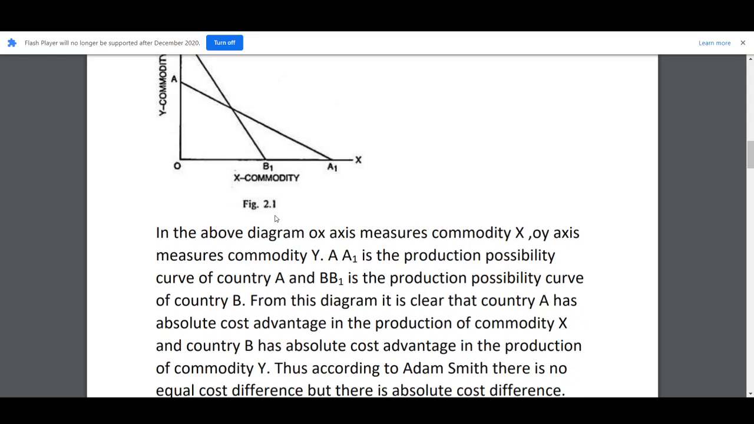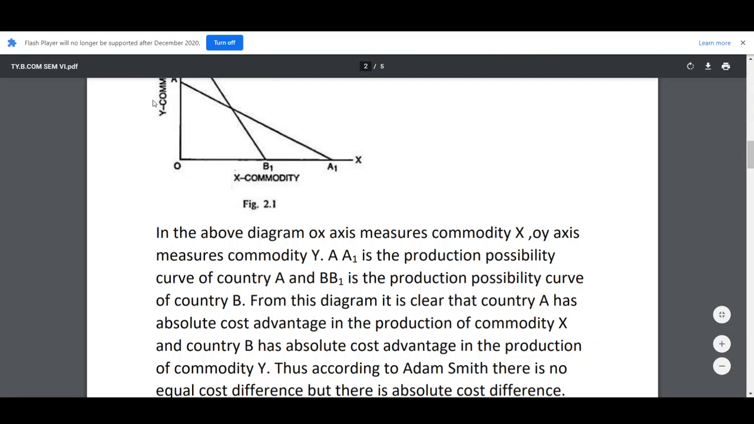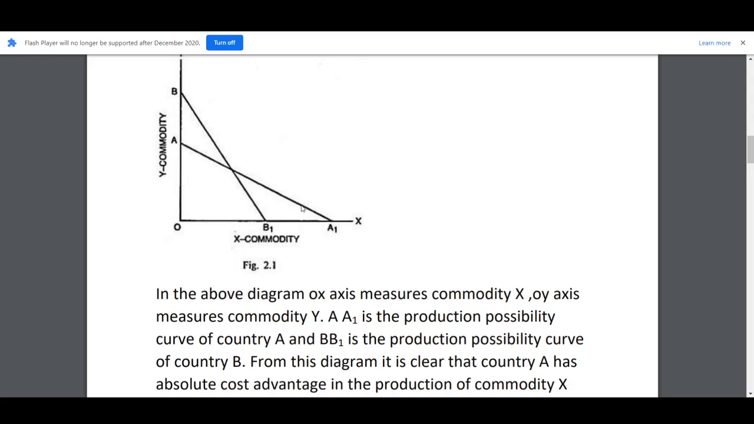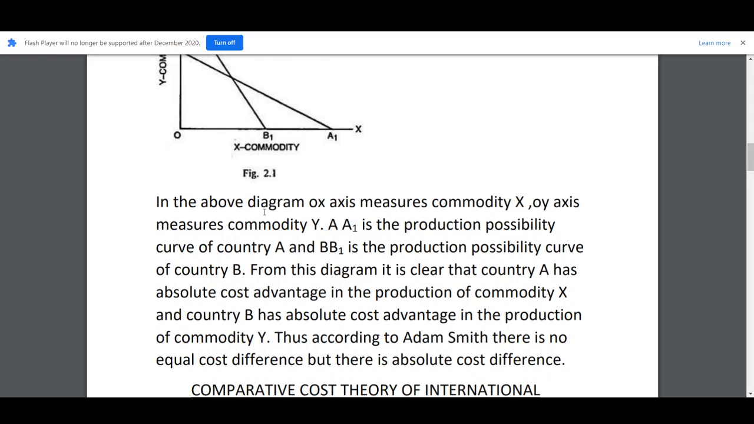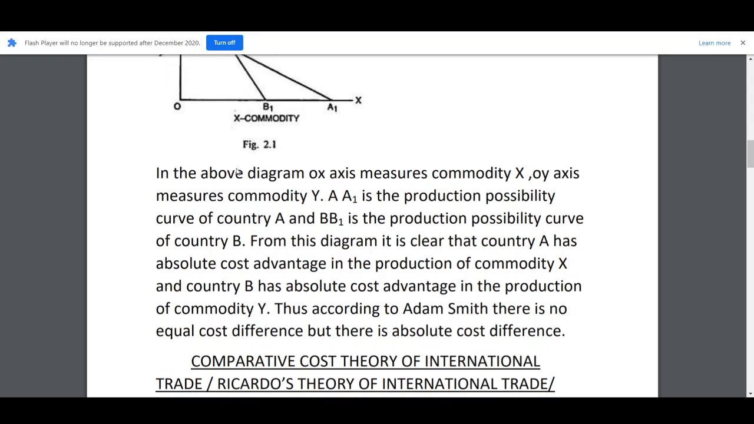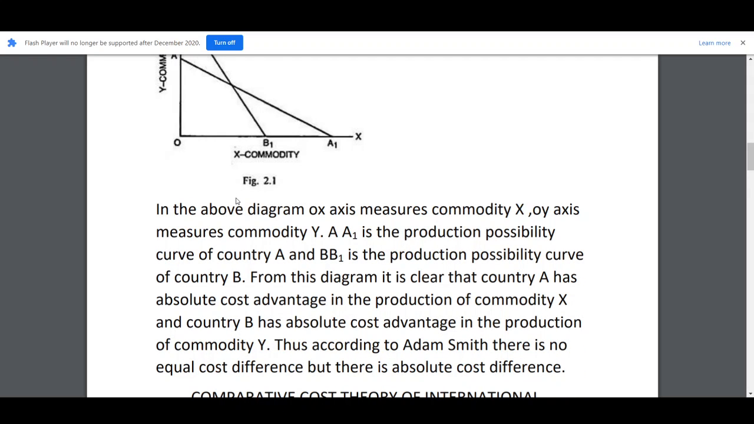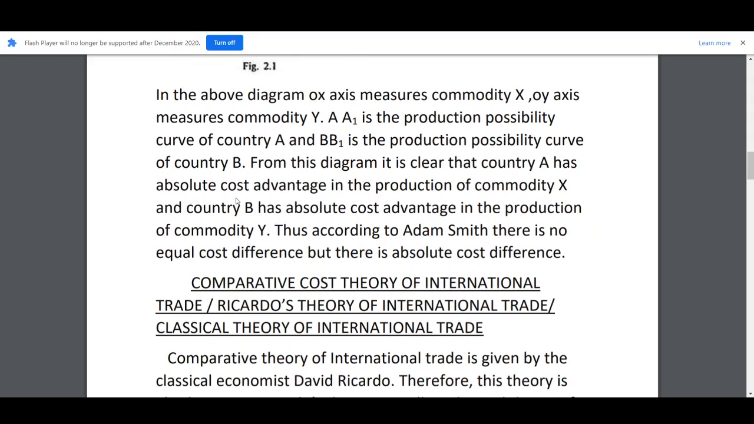In the above diagram, the OX axis measures commodity X and the OY axis measures commodity Y. AA1, here you can see, this is AA1, is the production possibility curve of country A. Naturally, A stands for country A. And BB1 is the production possibility curve of country B. Okay. And from this diagram, it is clear that country A has absolute cost advantage in the production of commodity X.